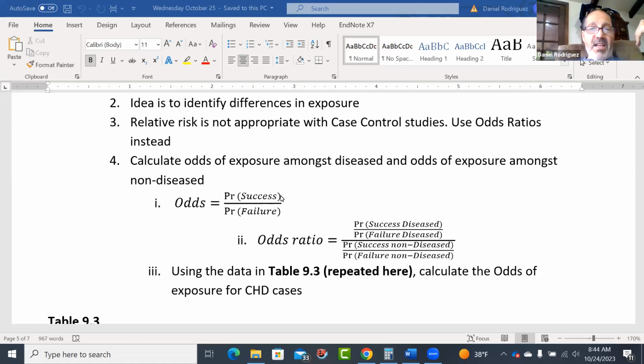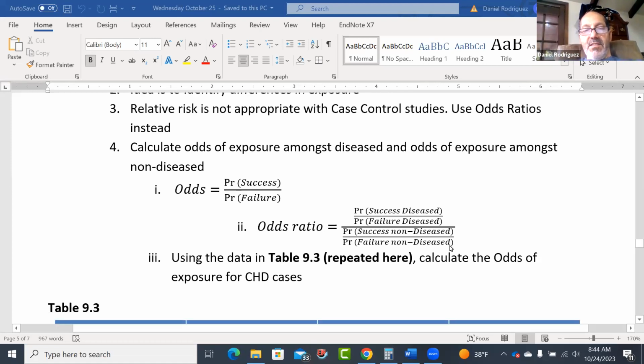Success is whatever you're looking at. Do not treat this qualitatively, because if we're looking at lung cancer, we're not saying, success, somebody has lung cancer. But that's just probability language. Success is what we're looking for versus failure. Just like the relative risk, the odds ratio is a ratio of odds, right? Odds of exposure among those who have the disease divided by the odds of exposure among those who do not have the disease.